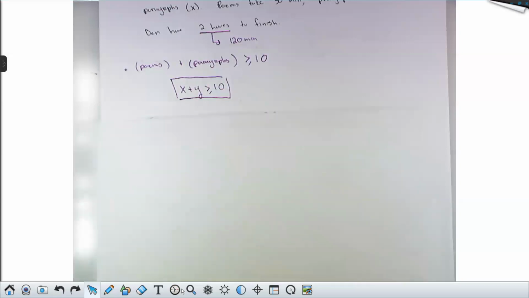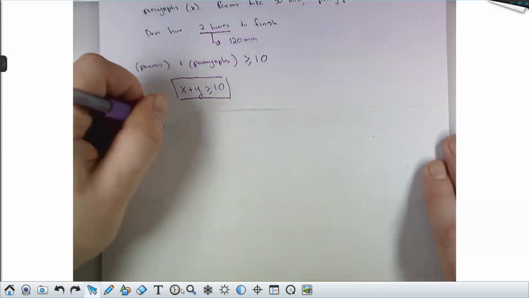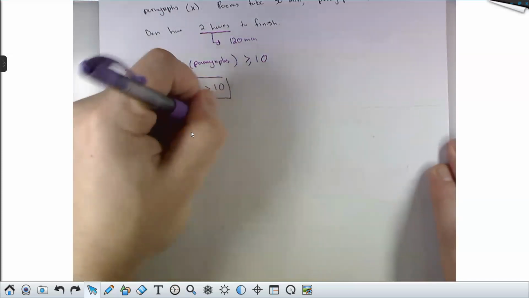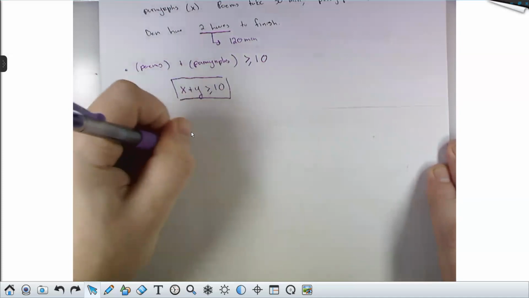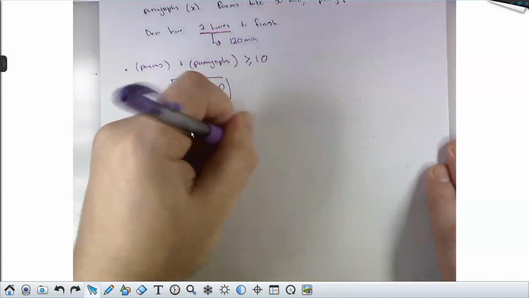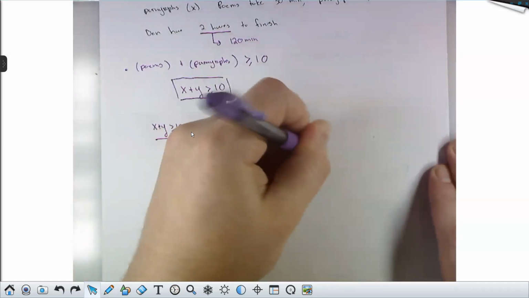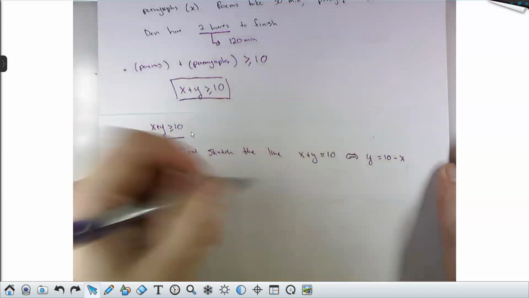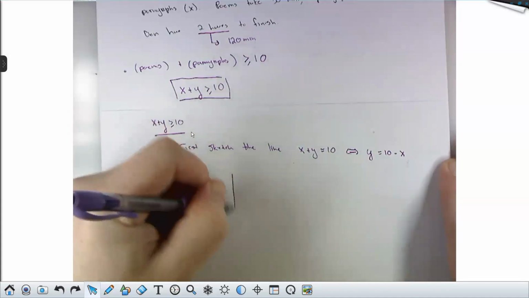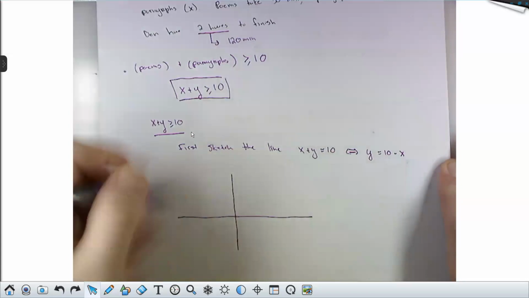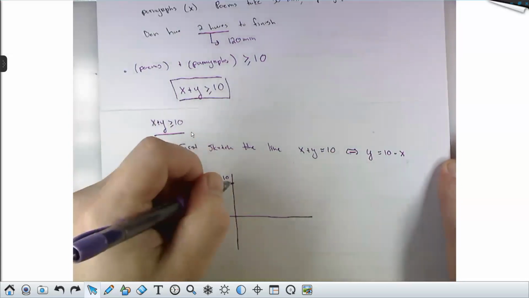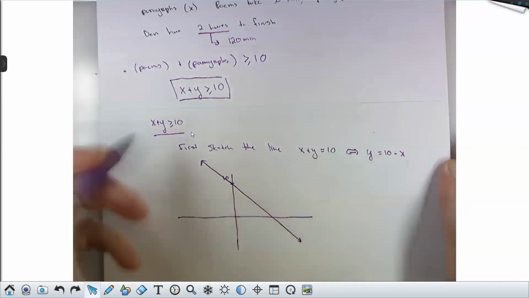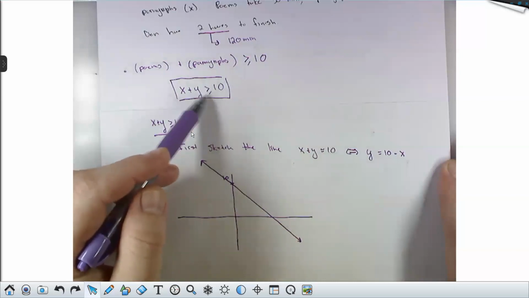Okay. So if I want to sketch this first inequality, x plus y is greater than or equal to 10, we're going to solve this for y, sketch the line. The line x plus y equals 10, which is the same as saying y equals 10 minus x. So that's a line whose y-intercept is 10. I'll just label this as 10. And its slope is -1. And I'm sketching it as a solid line because the inequality we have here is greater than or equal to, right? If it was strictly greater than, then I would sketch this as a dotted line.